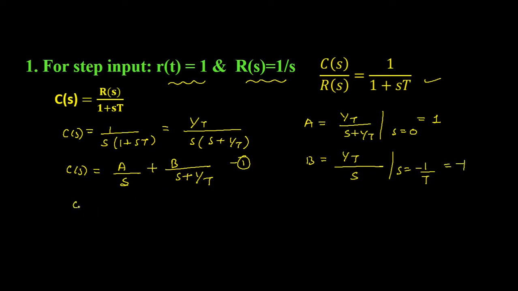So from this equation number 1, if we put A and B values here, we will get 1 by s plus minus of 1 by s plus 1 by T. So the output C(s) will be equal to 1 by s minus 1 upon s plus 1 by T.